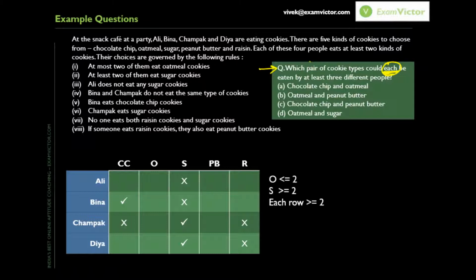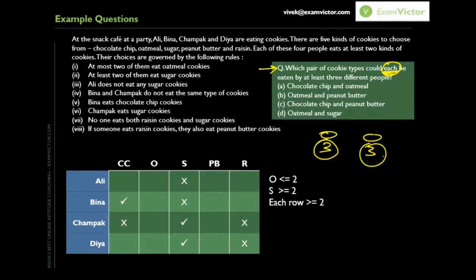The thing is, what this now translates to is that there will be pairs given to you. Each of the 4 choices is a pair of cookie types. Each of these cookies has to be eaten by at least 3 different people. So both of the cookies have to be eaten by 3 different people. Does it mean that the 3 people here have to be different from the 3 people here? No, it does not, and it can't also, because you have only 4 people totally.